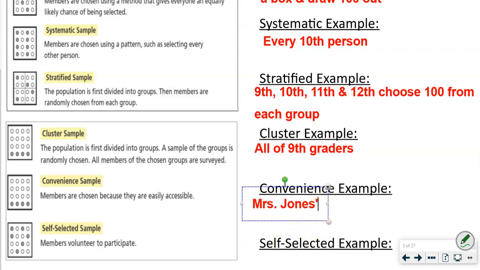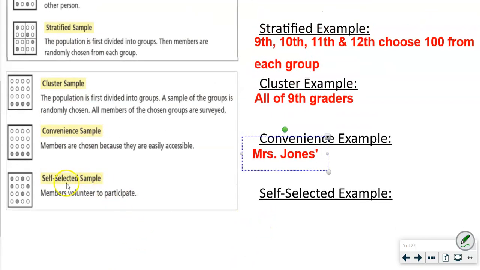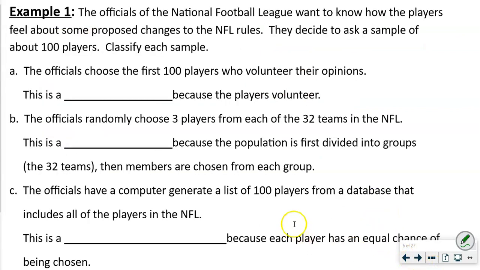Now the last one is what's called self-selected, okay? So on this one, it's members volunteered to participate. So basically, they choose whether they participate or not. So this is like, I'll give you an example. So say, for example, you go to Chick-fil-A, and on your receipt it says, take the survey for a chance to win, okay? That's self-selected because you are choosing to respond, okay? All right, let's go to the next page now.